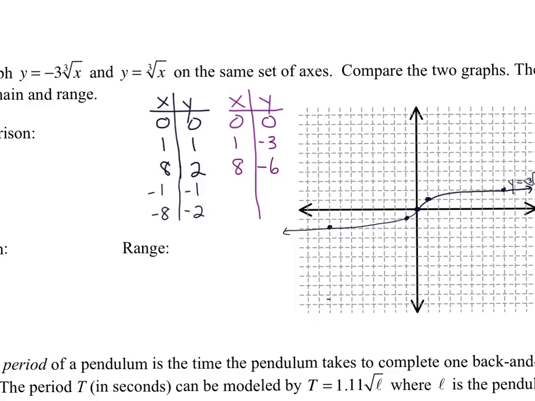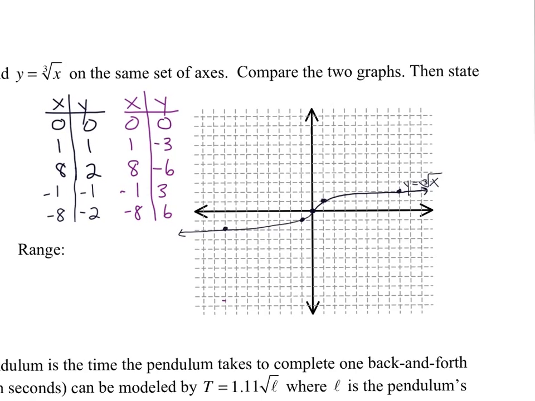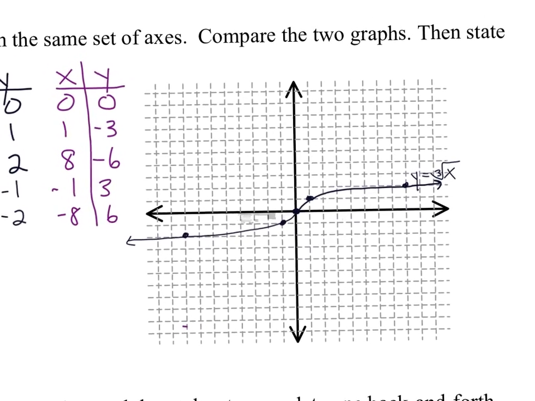And again, since I know I'm going to have to choose, I can choose negative 1 and negative 8. We'll do that as well while we're here. So let's see. The cube root of negative 1 is negative 1. Negative 1 times negative 3 is 3. And then the cube root of negative 8 is negative 2. Negative 2 times negative 3 is positive 6. So we're going to go over to the graph and graph those points.